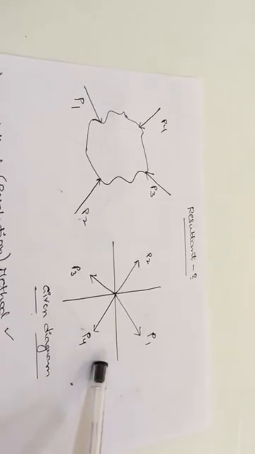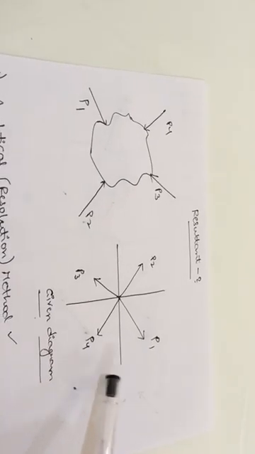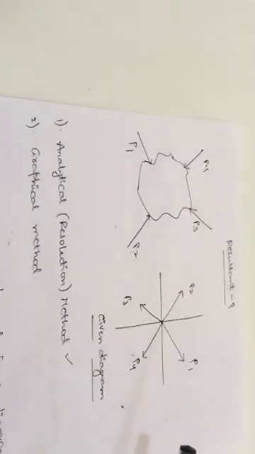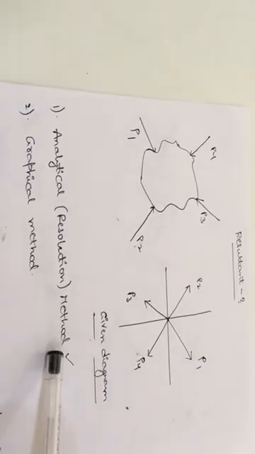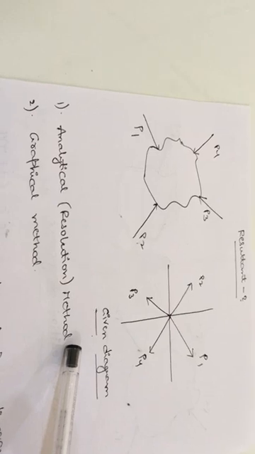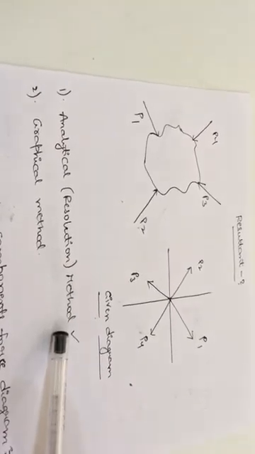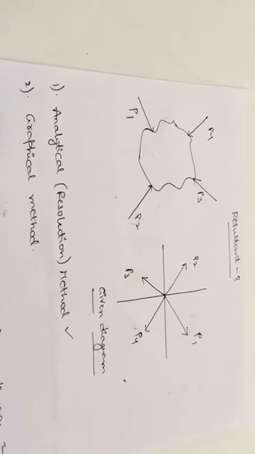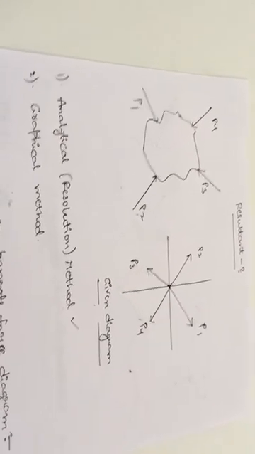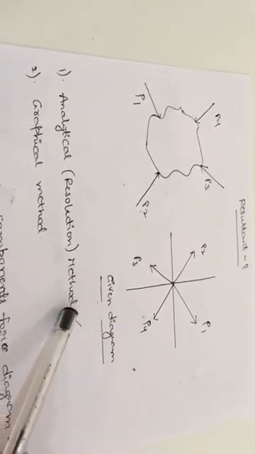For such a system of forces we should calculate the total force, resultant force, magnitude as well as direction. To calculate the resultant we have two methods, the analytical method and the graphical method. The analytical method is nothing but the resolution method. We have seen in the previous video how to resolve a force into two rectangular components. According to that resolution part only, we have to do the analytical method.